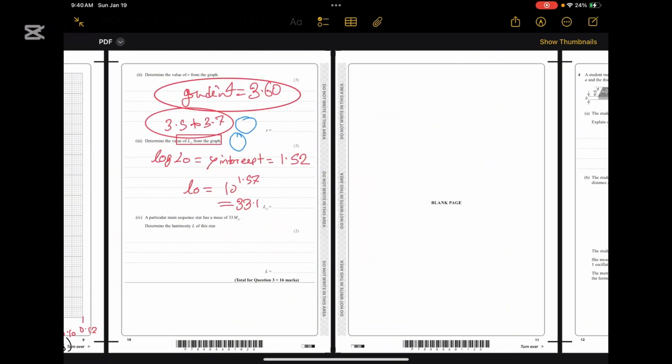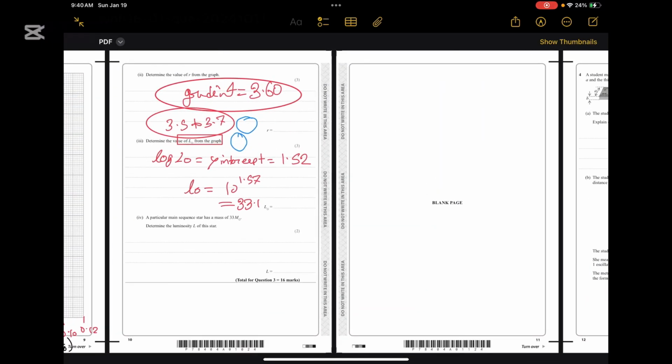So the value is 33.1 into 10 to the power 35 watt, which is equal to 3.32 into 10 to the power 36 watt. This is our correct answer. We can give the answer in 3 significant figures or even in 2 significant figures, doesn't matter actually.